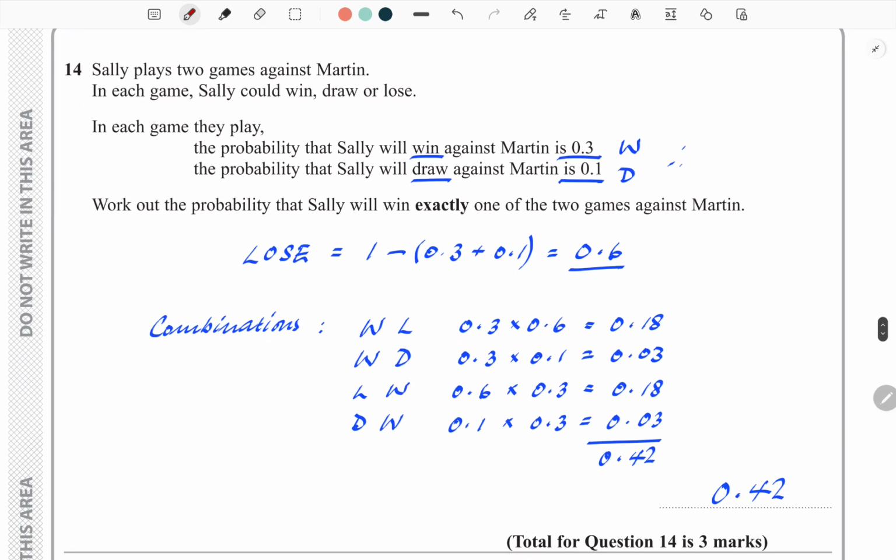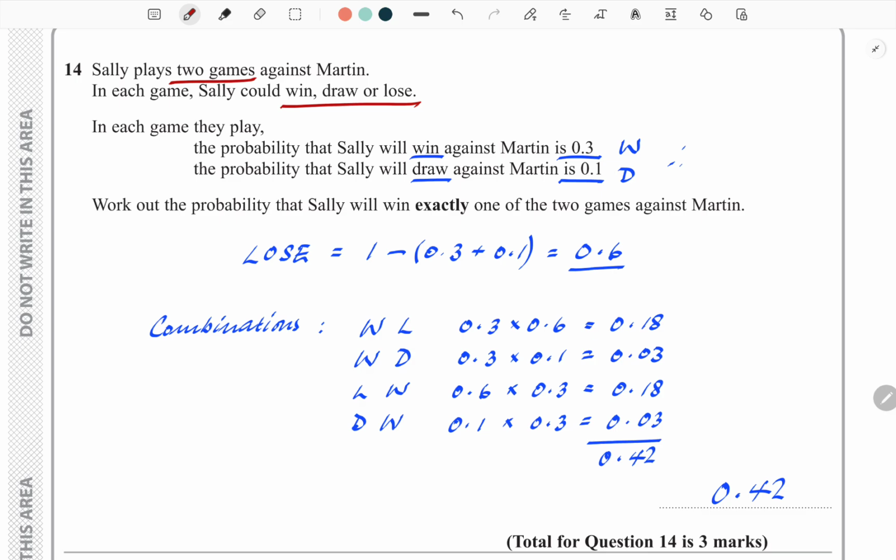Okay, question number 14, all right? This one is actually far more words than perhaps you need to worry about. It sounds more complicated than it actually is. Simple thing, 2 games, okay? And there are outcomes, win, draw, or lose. In each game, they give you 2 of the probabilities first. So the probability Sally will win is 0.3. Draw is 0.1. They don't give you the probability of losing.